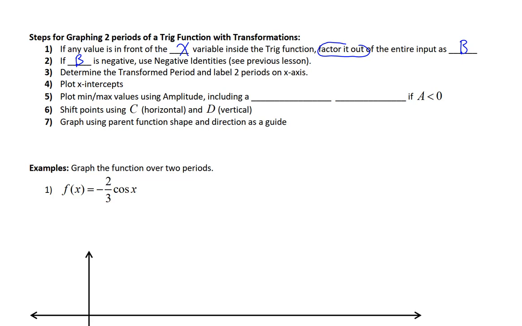Step 2, if b is negative, this value that you've now perhaps factored out, we use the negative identities. Now this is in a previous lesson. You can go back and review those. It's about whether the functions are odd or even. Okay, so we'll get into that with some examples shortly.